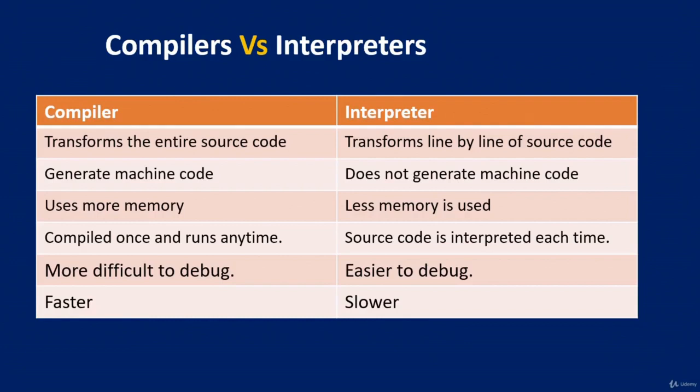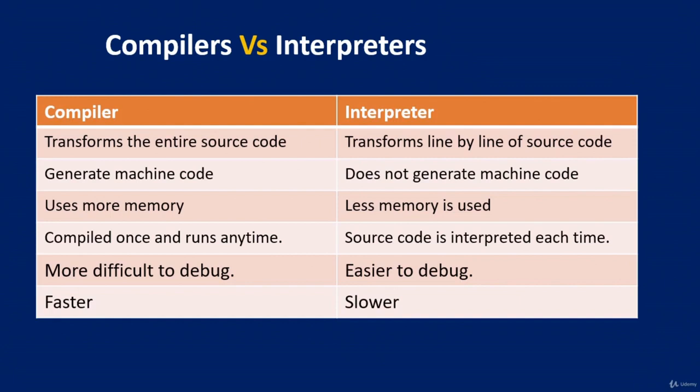This is a brief table that illustrates some key differences between compilers and interpreters. Compilers will transform the entire source code, while an interpreter will transform the source code line by line. The compiler will generate machine code first before it executes. The interpreter does not generate any machine code. Because the compiler generates intermediate machine code, it uses more memory. The interpreter uses less memory.